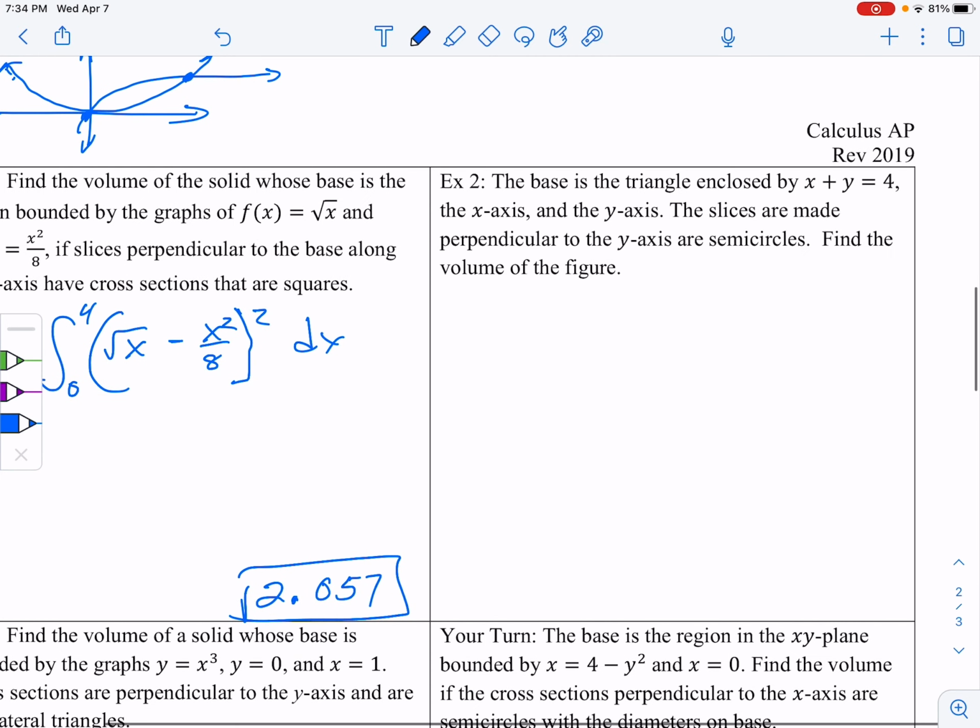This one's a little bit different. It says the base of the triangle is enclosed by x plus y equals 4, the x-axis and the y-axis. So here we are.